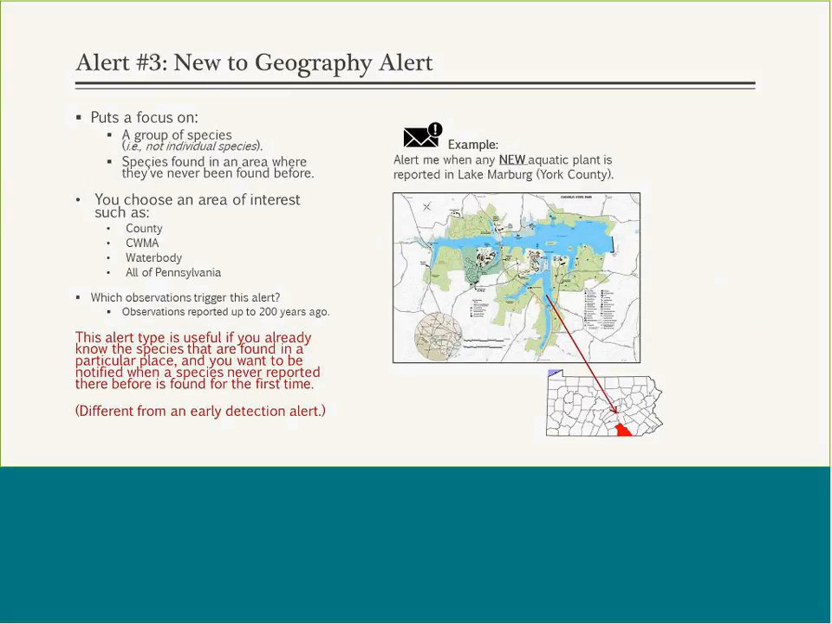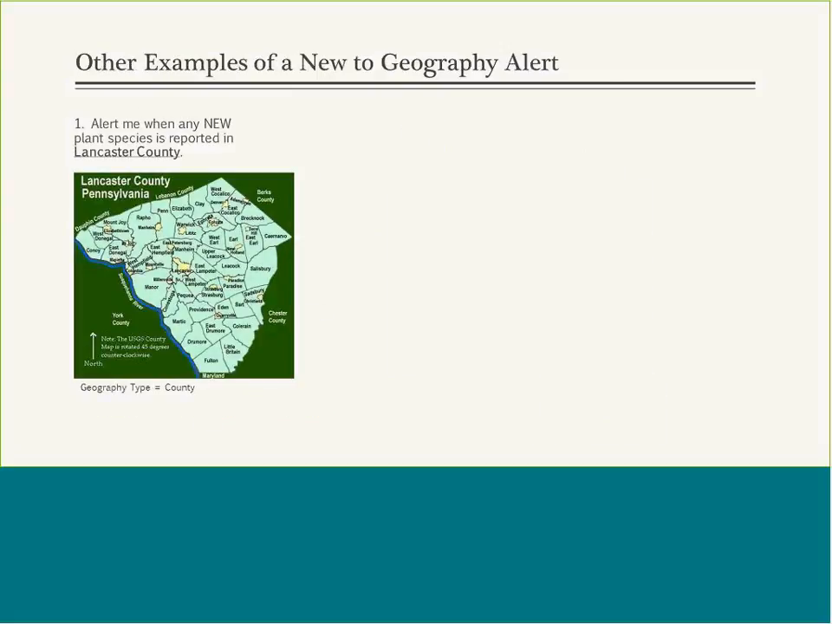The example of a new to geography alert would be to say, alert me when any new aquatic plant is reported in Lake Marburg, which is in our county. So again, you are keeping tabs on the species that are being found in this particular water body, and then when something new comes along, that is a reason to use the new to geography alert.